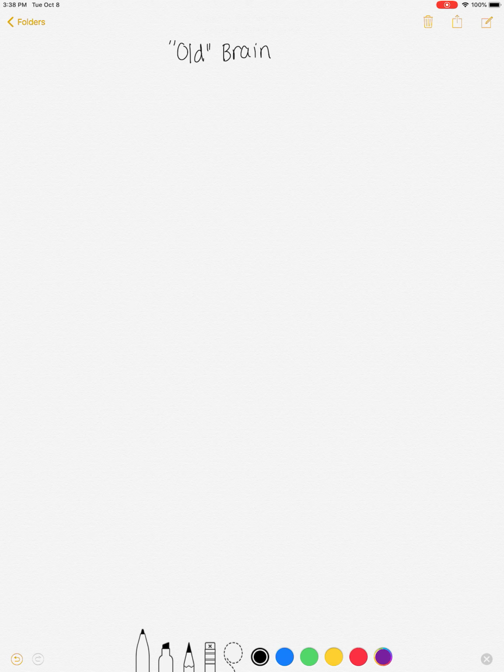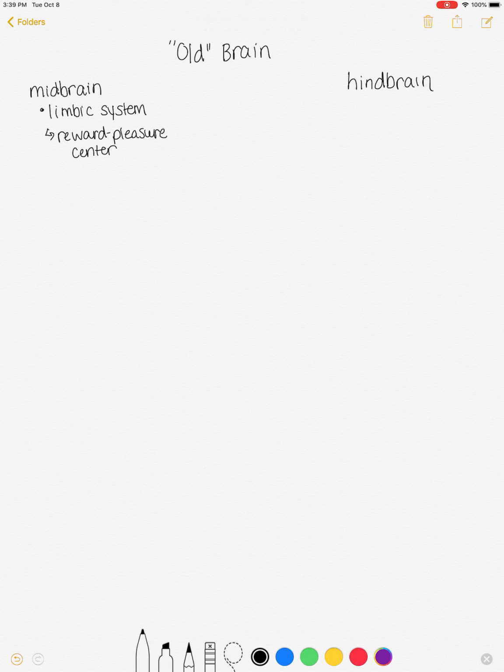Okay, so over on the right-hand side is the hindbrain. So all the structures that we look at with the hindbrain are going to go on the right side. On the left side is the midbrain. And all the structures associated with the midbrain will go on the left side. Now the midbrain is also the limbic system. And the limbic system is what we call the reward pleasure center. And we had referred to that last week when we were talking about drugs.